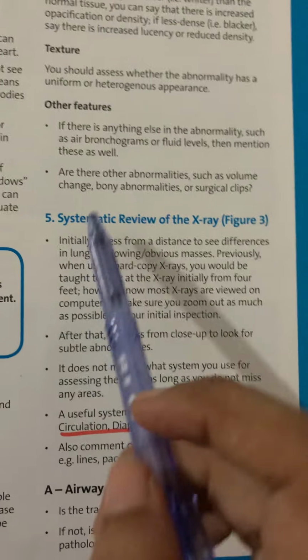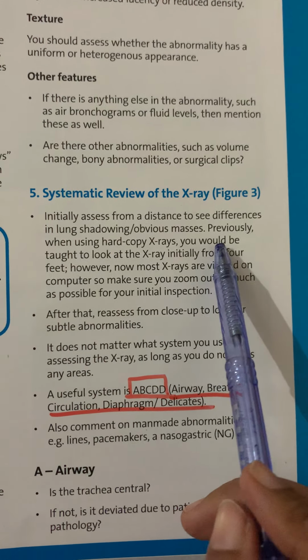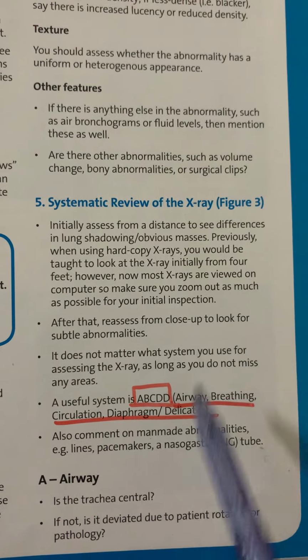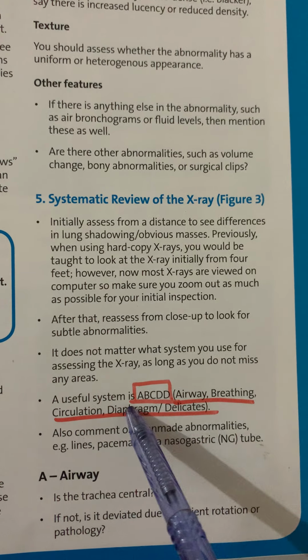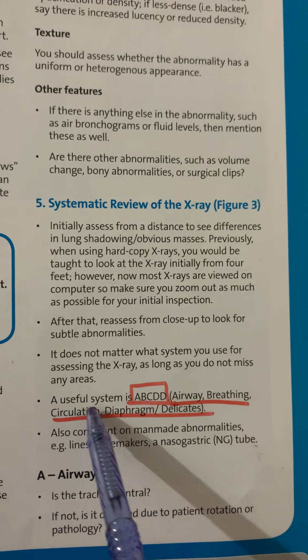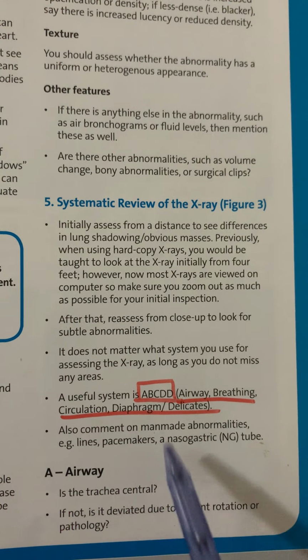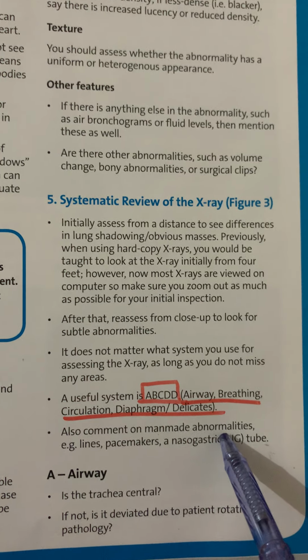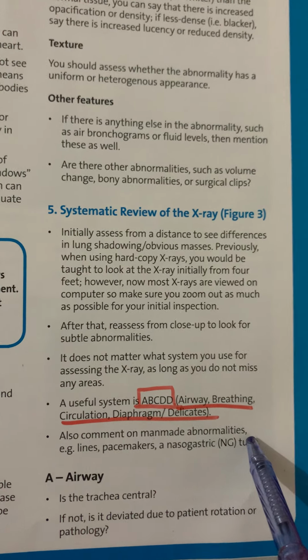Then coming towards the systematic review of the X-ray. A useful system for systematic review of the X-ray assessment is ABCDD. A stands for airway, B for breathing, C for circulation, D for diaphragm or delicates. Also comment on the man-made abnormalities, for example lines, pacemakers or NG tube.